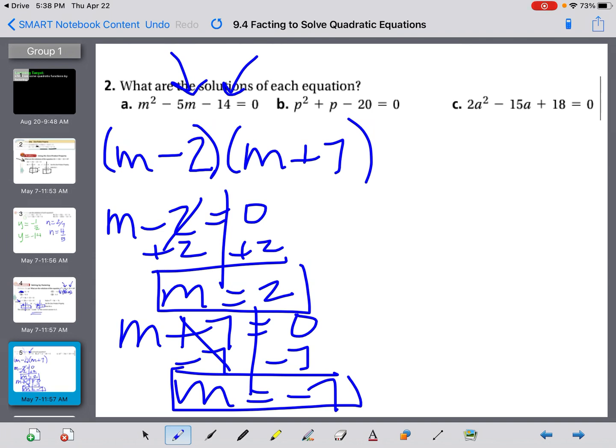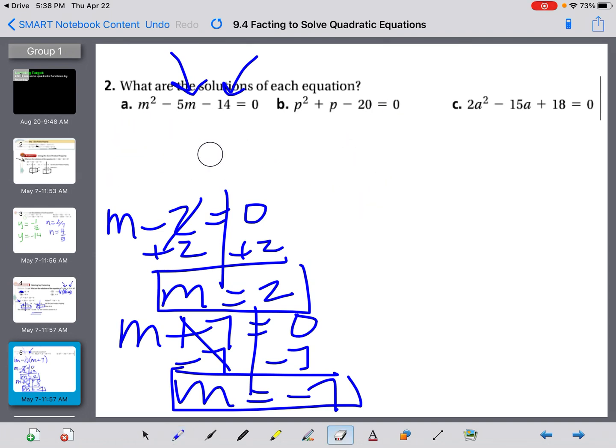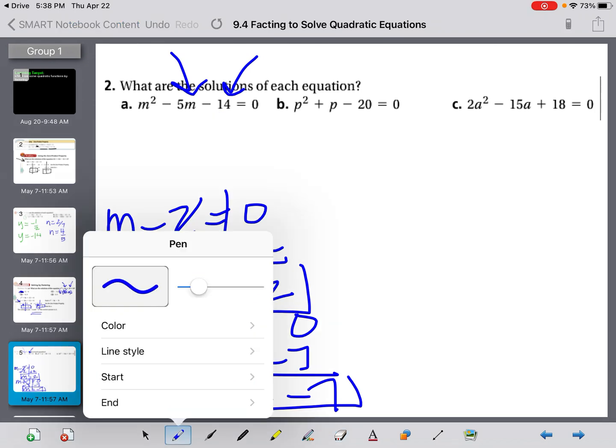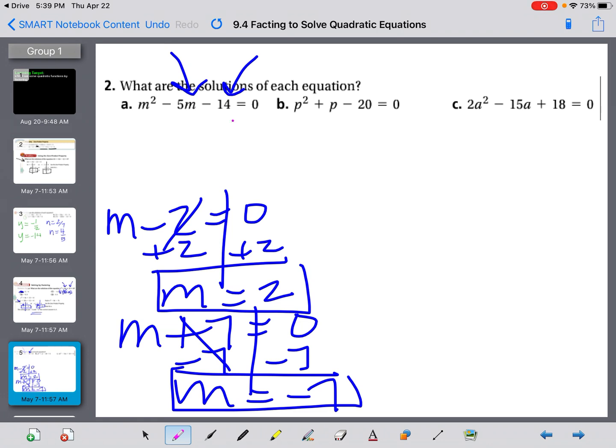Okay, letter B, I'm going to erase some of this so we have enough room, and switch up our colors. Okay, letter B, I know that I'm going to need a p in both binomials to get my p squared, and then a number that multiplies to be -20 but adds to be 1, since there's a 1 in front of that p. For that, I'm going to need a +5 times a -4.